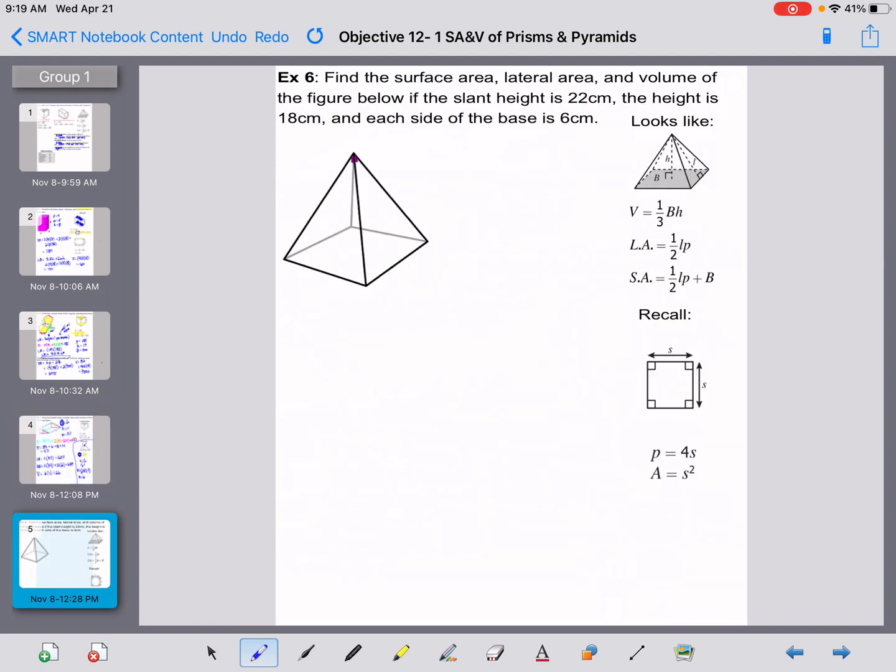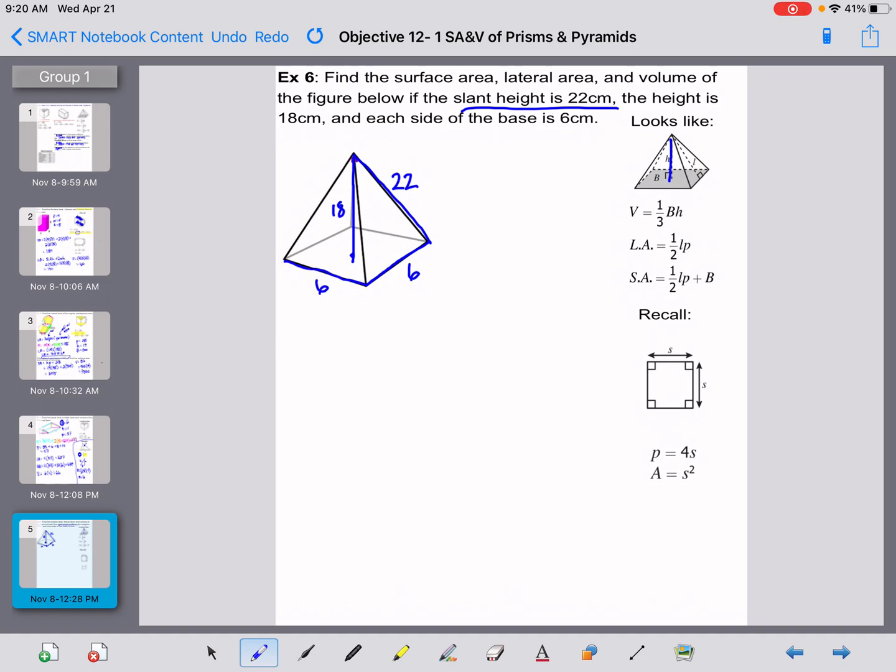All right, last example. Very similar. Find the surface area, lateral area, and volume of the figure below if the slant height is 22. So slant height is 22. So see, this is where it's slanted. That's going to be 22. The height is 18. So the height is this here in the middle. So it's going to be in the middle of that, and it's going to come down, and that's going to be 18. And then each side of the base is 6. So this is 6. This is 6.